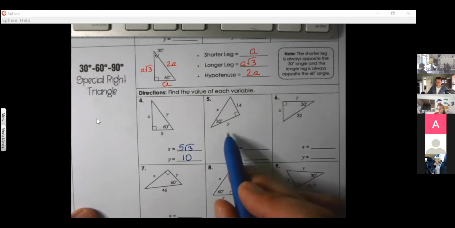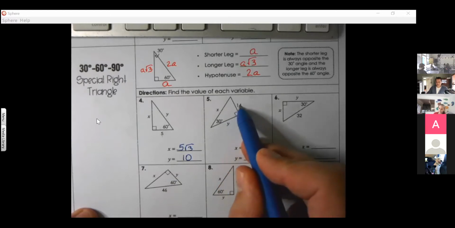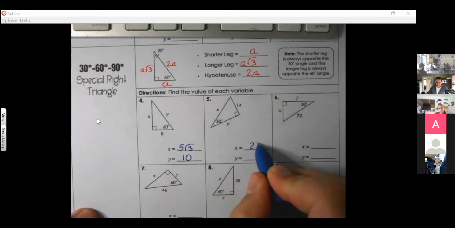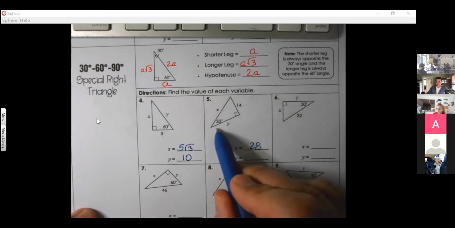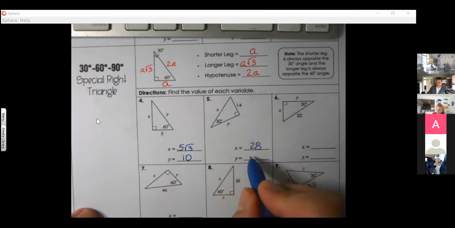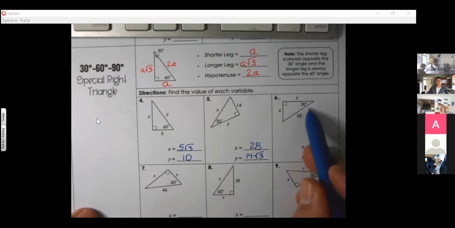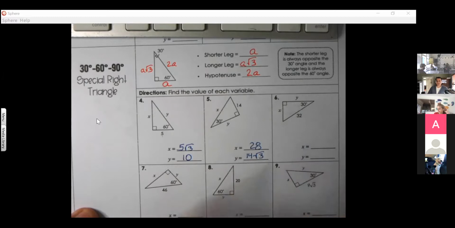What about number 5 here? Well, the side opposite 30 is 14. So that means our hypotenuse, the biggest one, is going to be double that, or 28. And the side opposite 60 degrees is going to be that 14 with the root 3 stuck on it. Oh no, they've changed it on us. They've given us the hypotenuse. Whatever shall I do? Any ideas?